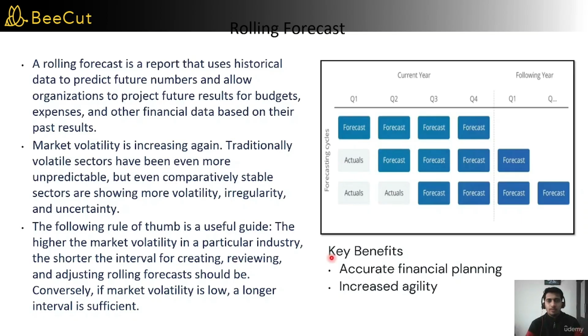Now talking about the key benefits of rolling forecast. First, it helps in accurate financial planning. Based upon your forecast, the financial planning happens and the optimal budgets are calculated. The more accurate this data is, the more accurate the financial planning will be. Second is agility. Agility comes because you're flexible in your forecast, reviewing your forecast with actuals and changing it. These are the two key benefits of a rolling forecast.